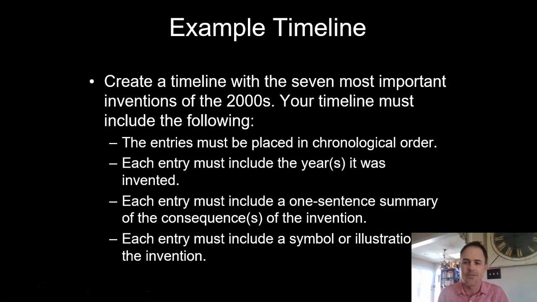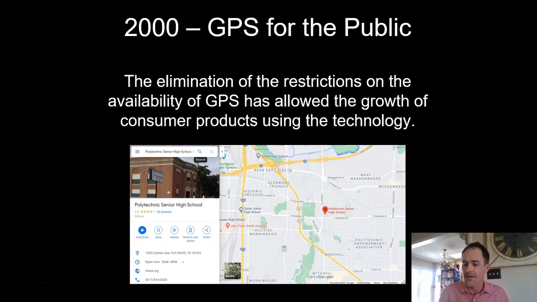Create a timeline with the 7 most important inventions of the 2000s. So this is a sample. Don't do this one. But I'm just going to show you how you could do it in Google Slides. So you can make one slide per invention in chronological order. So for example, 2000, the GPS for the public, that's the title, that's the invention. It's not really a new invention, but it's an invention now newly available to everyday use. And then here's my one-sentence summary.